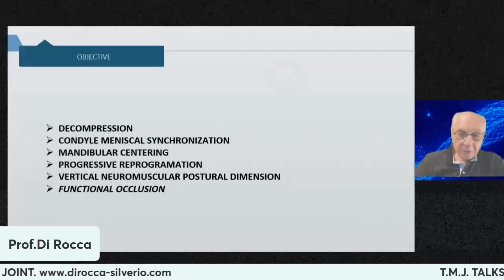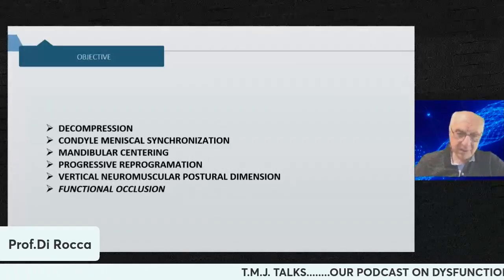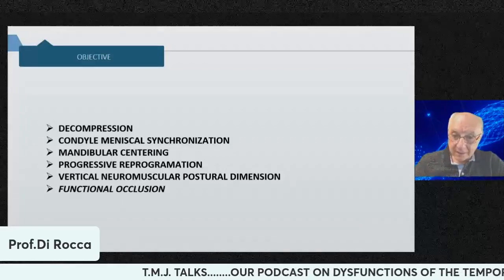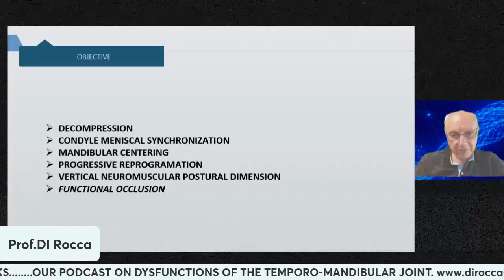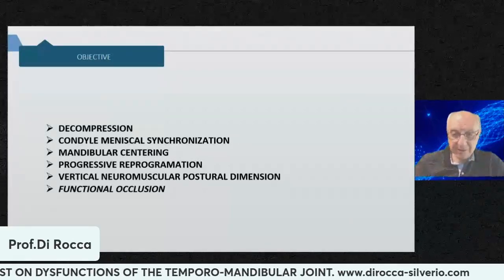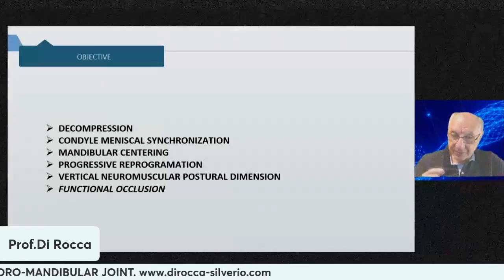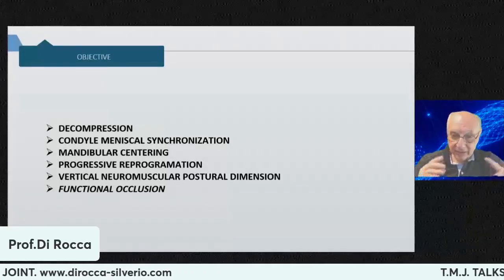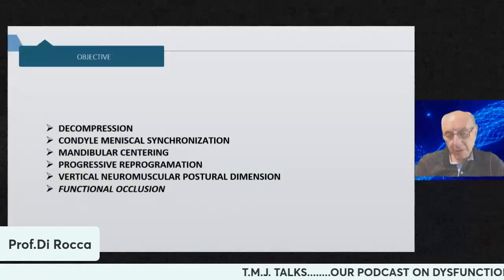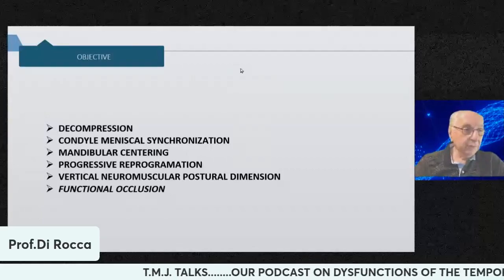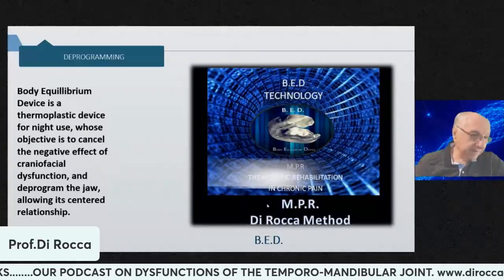And then the objective is decompression. We were talking before about that. Condyle meniscal synchronization. We create the synchronization of the condyle. Center the jaw. Progressive reprogramming. Vertical neuromuscular dimension, and then functional occlusion. This is the program we normally do in our school. We teach our students. And the BED is a tempo.